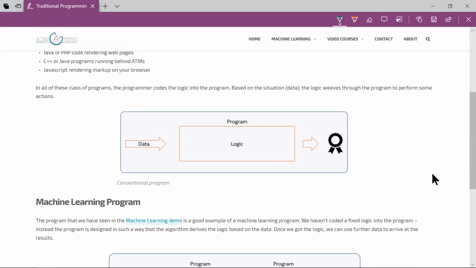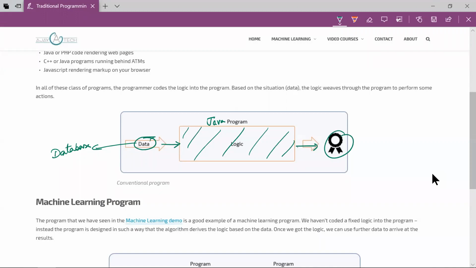There's a Java program running on the server and it's showing you some web page. So where is the data coming from? The data is coming from the database. And the Java program, let's say, has all the logic. The program looks at the database, takes the logic, and then renders it out as an output onto your browser. So this is how traditional programming works. Data is fed into the logic, and that gives you an output.